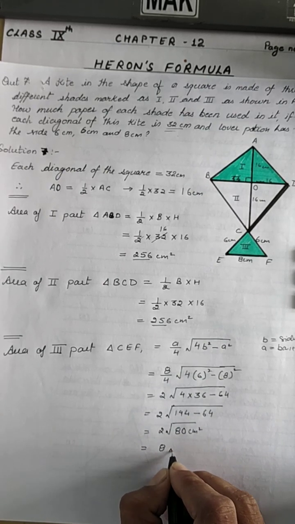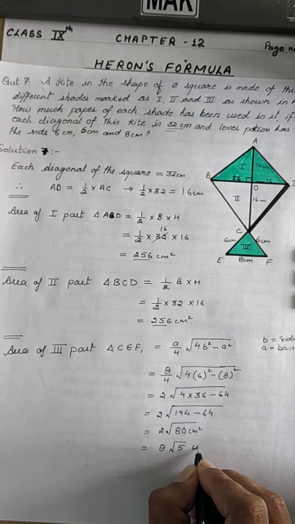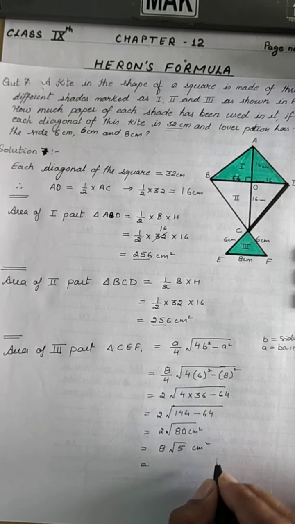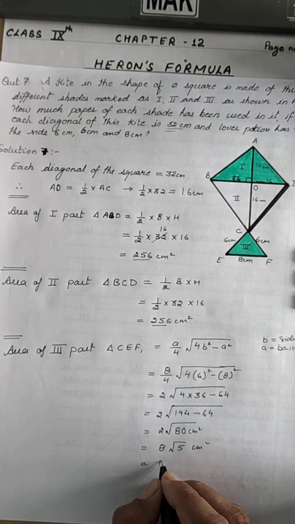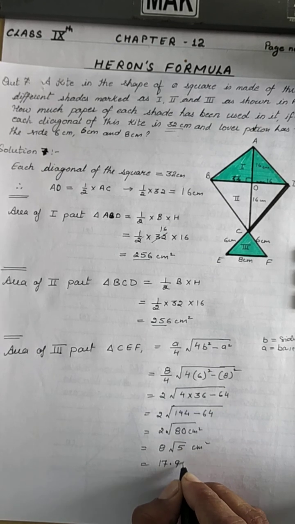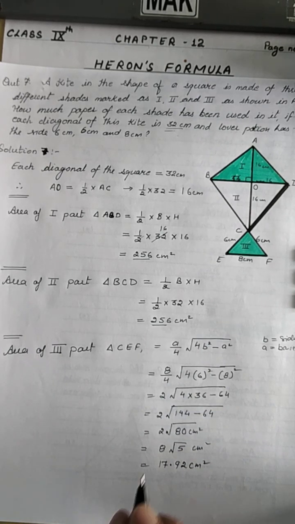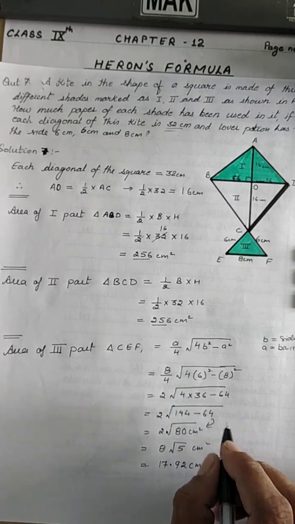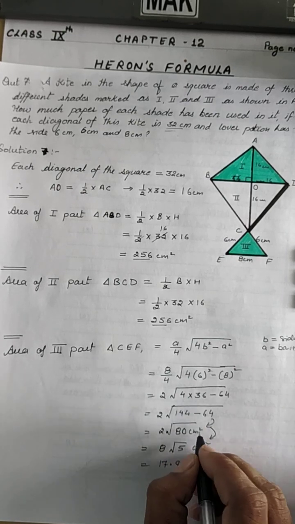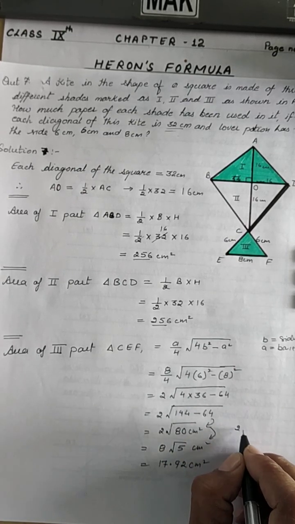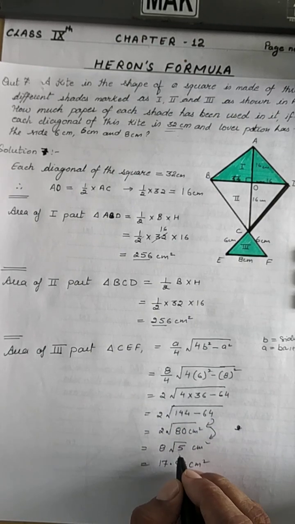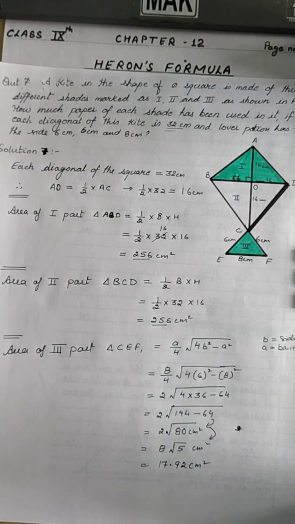So it is 8 under root 5 centimeter square, and if you put the value of root 5 and multiply by 8, it will be 17.92 centimeter square. I will make this part clear once again. From this to this, 80 can be divided, 80 can be 10. No need to write this. I am just going to explain how we get from 80 to 5. You just pause the video and note it down. I will explain it.